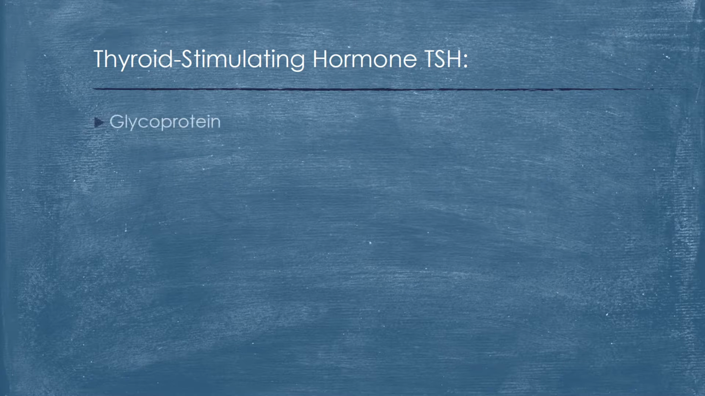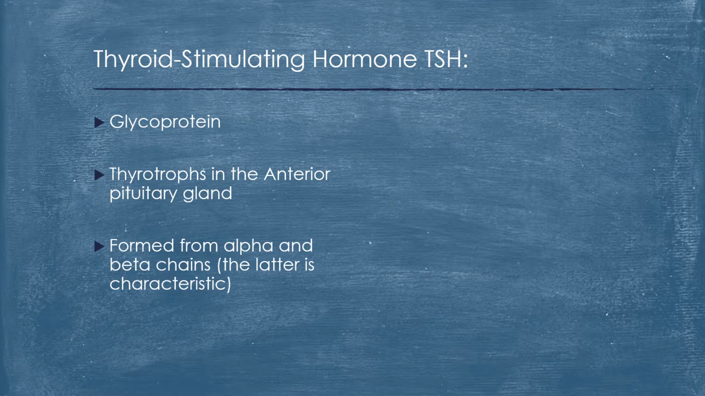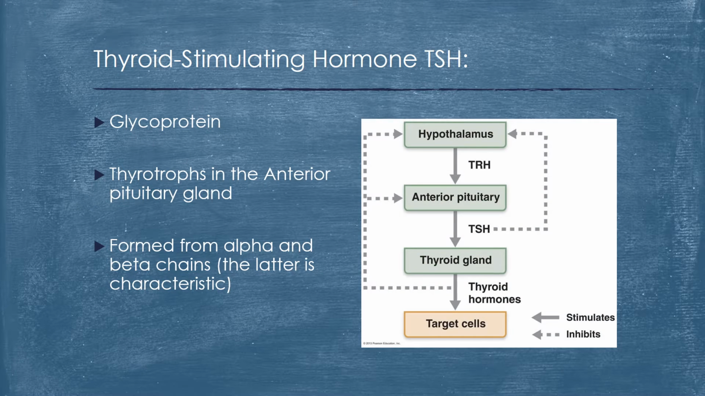The thyroid-stimulating hormone is a glycoprotein, formed in the anterior pituitary gland from alpha and beta chains. The beta chain is characteristic of this hormone. The alpha chain is present in the LH, luteinizing hormone, and FSH also, but not the beta chain. The beta chain is characteristic for the thyroid stimulating hormone.